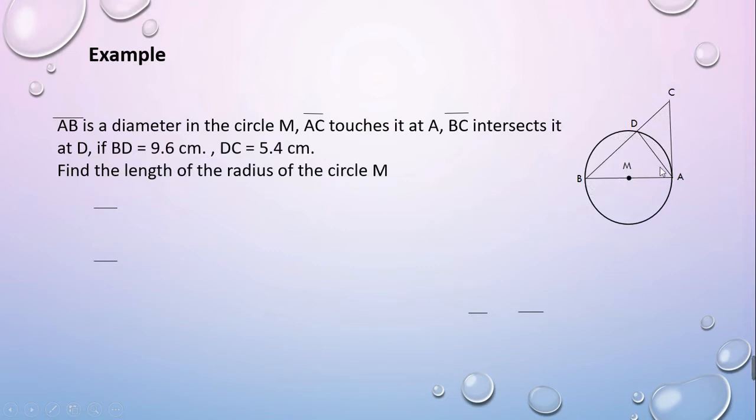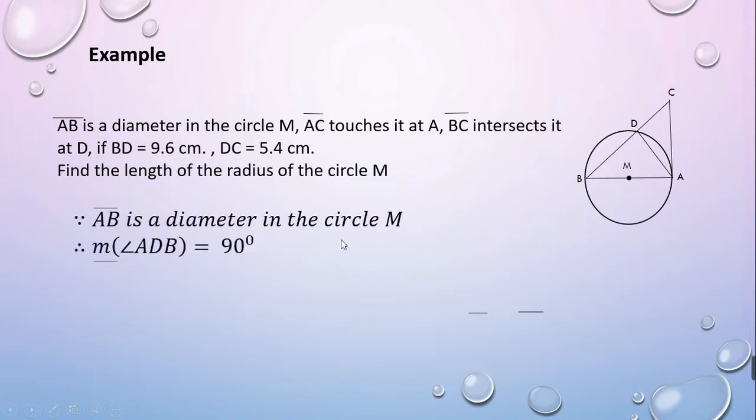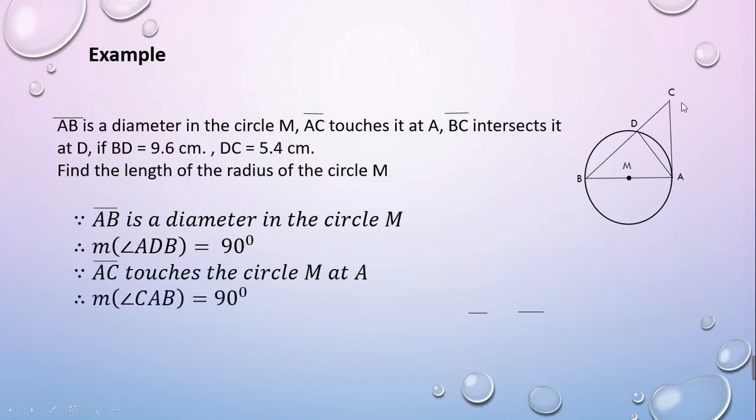First, I have a diameter, so we have a semicircle. And we have an inscribed angle drawn in this semicircle, which is ADB. The measure of an inscribed angle drawn in a semicircle equals 90 degrees. So, since AB is a diameter in the circle M, the measure of angle ADB equals 90 degrees. And since AC touches the circle at A, the measure of angle CAB equals 90 degrees. So I have here a right angle and this is a right angle.